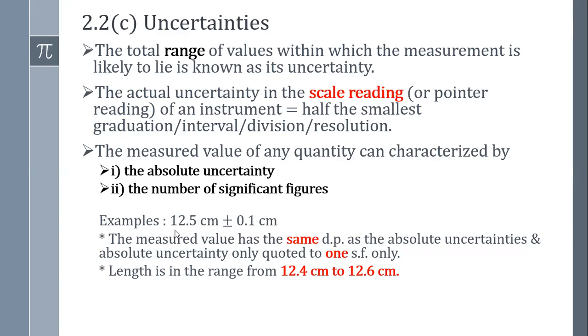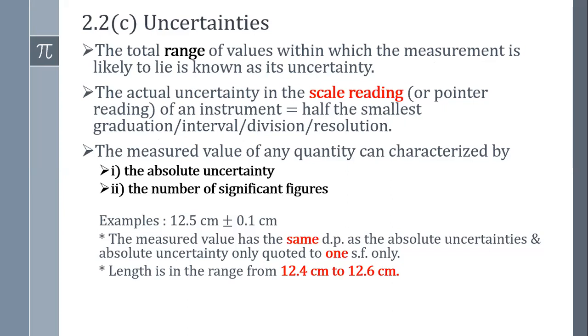For example, you see the reading down here, 12.5 plus minus 0.1. What do you understand by this plus minus 0.1? He read 12.5, but the reading could be from 12.6 to 12.4. That's our understanding of the plus minus. It could lie between 12.6 and 12.4. So that's uncertainty, a range of values within which the measurement is likely to lie. This is called absolute uncertainty. For the scale reading, the pointer reading, for an analog instrument we take half of the smallest graduation, only for analog.